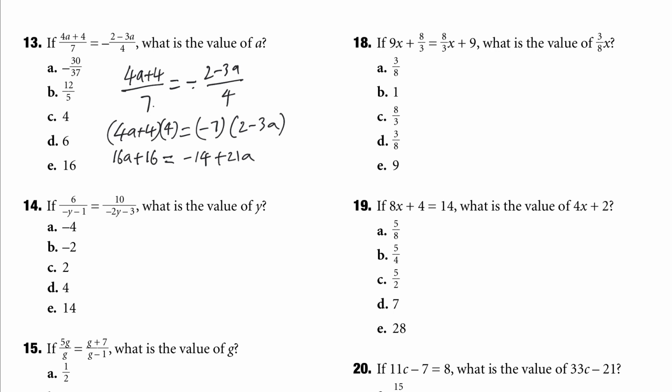Now I'm going to move that negative 14 to the other side. I'm going to bring 16a to this side. So 16 plus 14 is equal to 21a minus 16a. What's 16 plus 14? That's 30. 21a minus 16a is 5a. So a is 6.